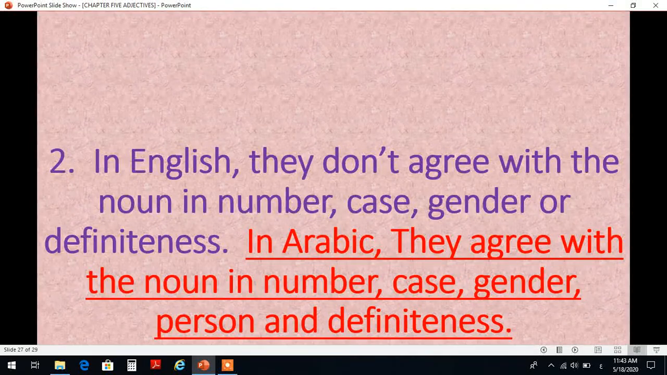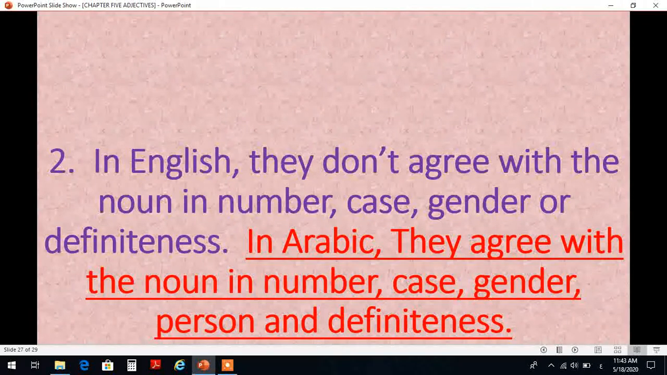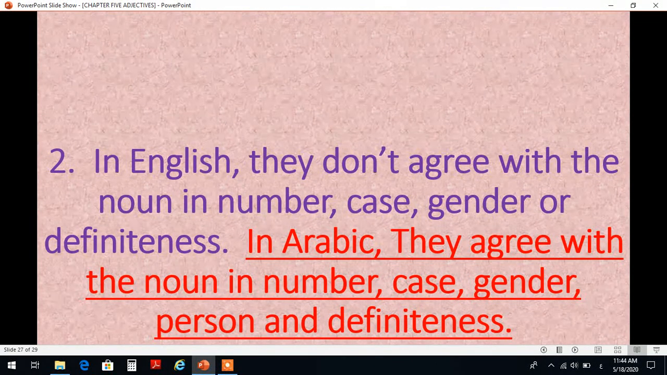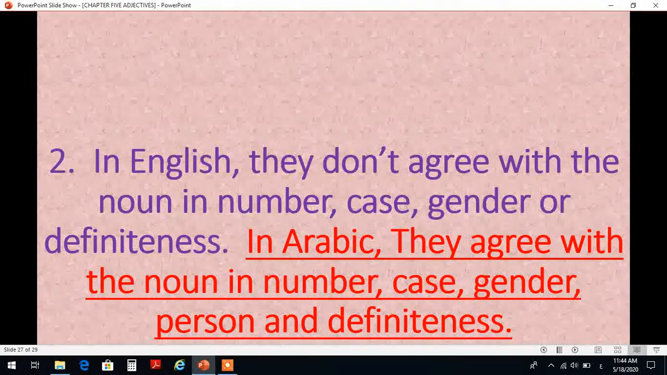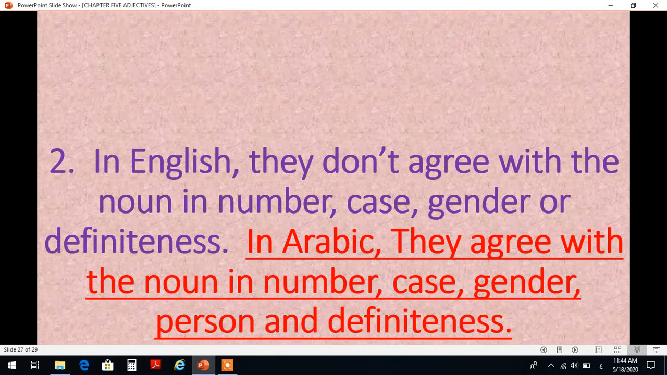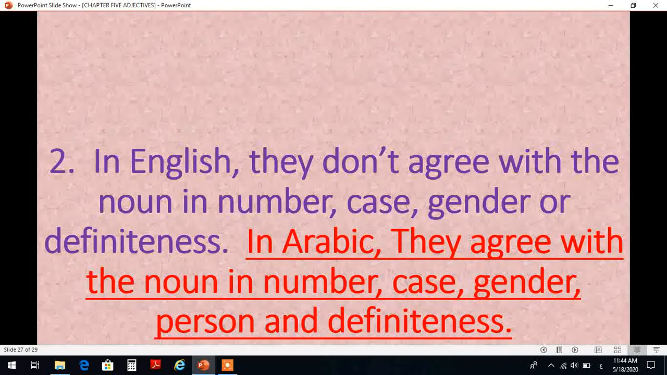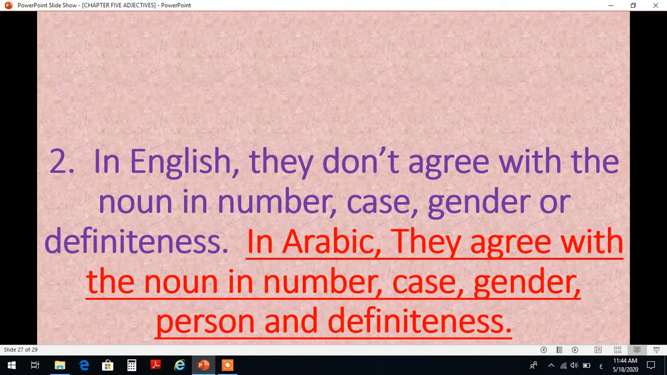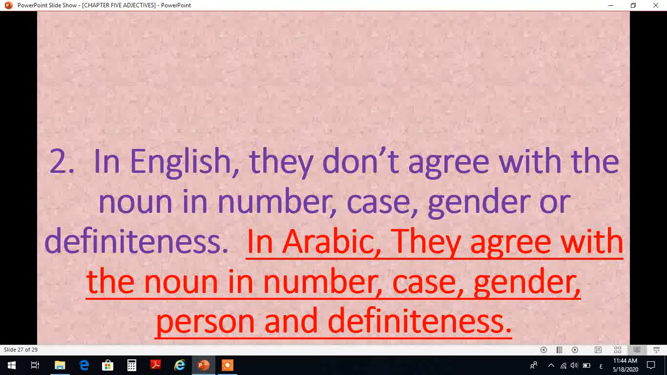Number 2. In English, they don't agree with the noun in number, case, gender, or definiteness. In Arabic, they agree with the noun in number, case, gender, person, and definiteness. في اللغة الإنجليزية الصفة لا تتبع الموصوف ولا تتوافق معه من حيث التذكير والتأنيث، المفرد والمثنى والجمع، التعريف والتنكير، الحالة الإعرابية، بل تكون الصفات في اللغة الإنجليزية بصيغة ثابتة لا تتغير. هذا عكس الحال في اللغة العربية، كما قلنا سابقا أن الصفة في اللغة العربية تتبع الموصوف في كل حالاته.